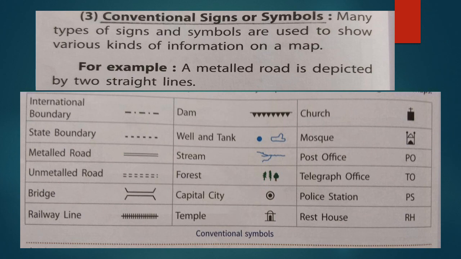If it is one circle with a dot inside, it will mean capital city. If PO is written, it means post office. If PS is written, it means police station. So you should remember these signs and symbols when you are reading a map.